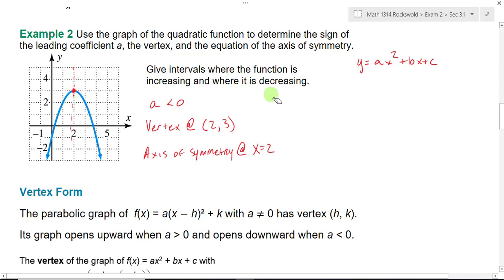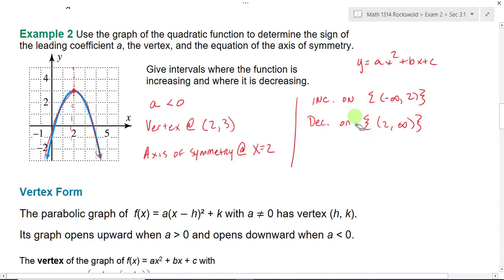Then the other thing we were asked to do is identify where the function is increasing and decreasing. So this graph would be increasing on the intervals from where to where? Negative infinity to 2, because we're going up as we move from left to right, and we're increasing at that point, and then it's decreasing on the interval from 2 to infinity, because when x is equal to 2, we start going down with this graph.